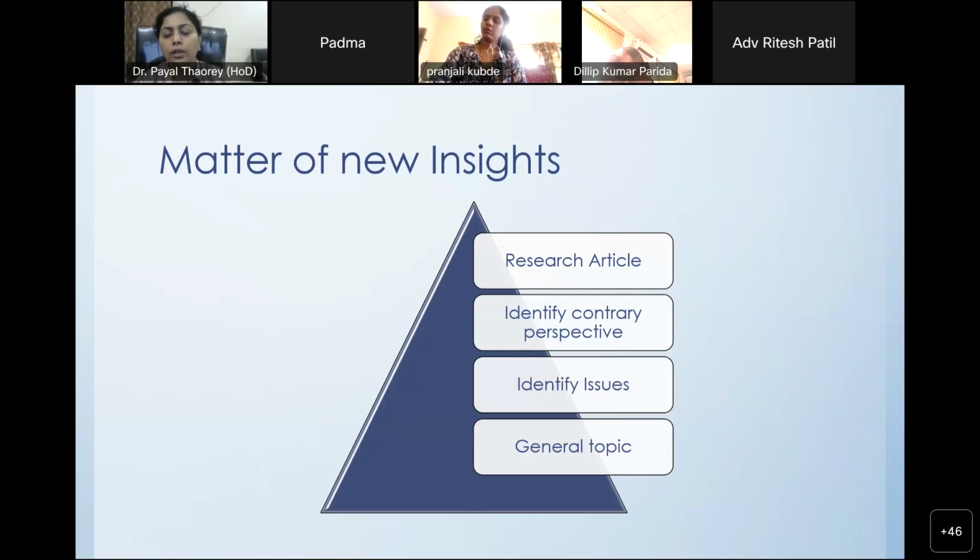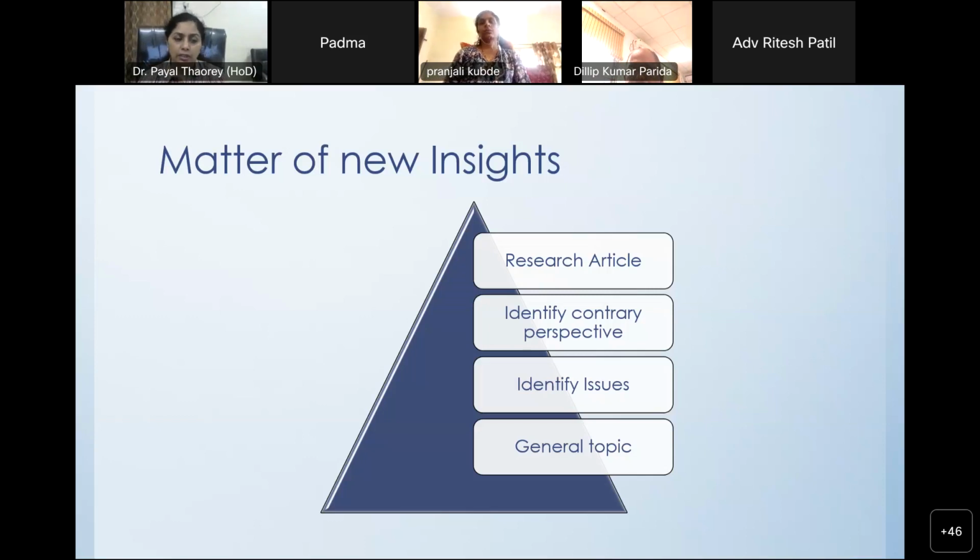Now, another good aspect here is to identify contrary perspectives. Sometimes it might happen that I am writing an article, and after completing my article, I come to know that this is something which has already been discussed by the judiciary, by the law commission, etc. And then there is a parallel set of remedial mechanisms available which I haven't heard of. Now that will be a disaster. Okay.